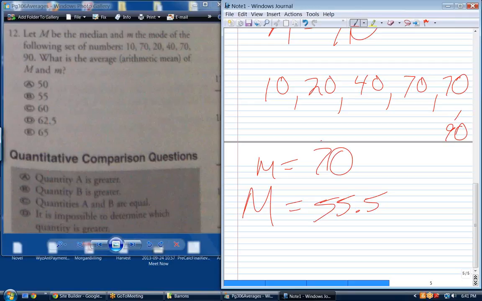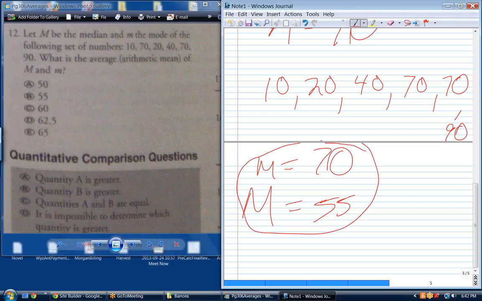Oh, excuse me. 55. Where did I get the half? Sorry, I was like, I don't get it. Well, I had already jumped to the answer and couldn't figure out why I was wrong. Because halfway between 40 and 70 is 55. I think I must have taken a peek at the answers when I was seeing that. I saw that 0.5 and it leaked in. So what's the average of these two numbers? 62 and a half. Right.